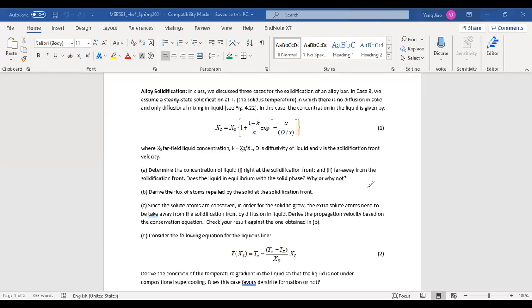So this homework only has two problems. The first one is about alloy solidification. It might be a little while since we discussed this case, but the idea is not difficult. This is about case 3, right? In this case, we assume a steady state solidification at temperature T3.